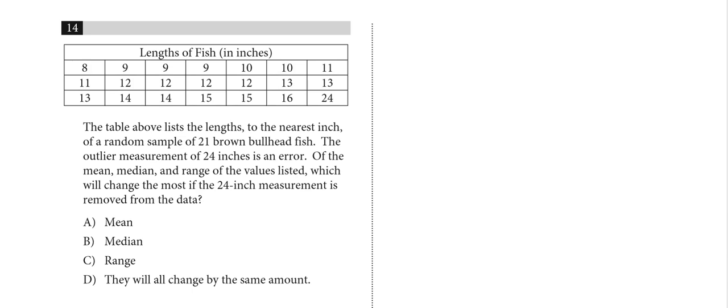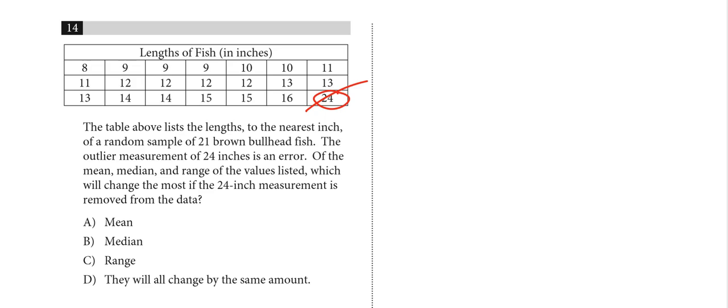Okay, so we've got all these fish lengths. There's an outlier, measurement of 24 inches. Okay, and for some reason we're saying that's an error. Of the mean, median, and range of the values listed, which will change the most if we take that one out of the mix?